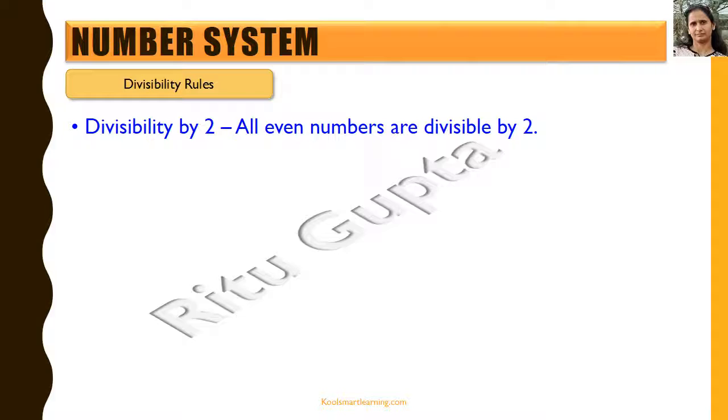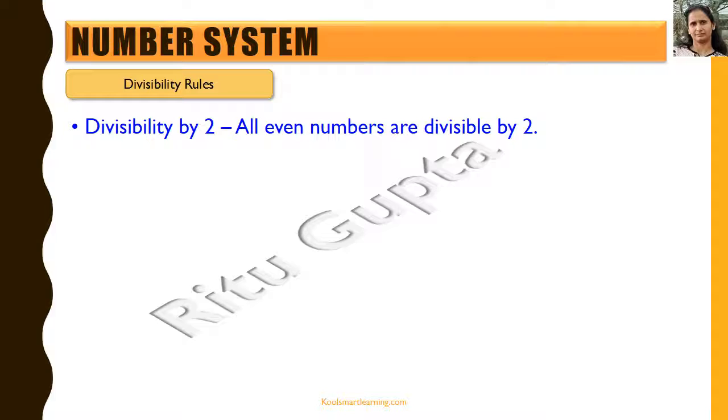We are provided a number and we want to see whether it is divisible by a specific number: 2, 3, 4, 5 and so on. So these are the divisibility rules. How do we check it without actually performing a division? So that is what we mean by divisibility rules.